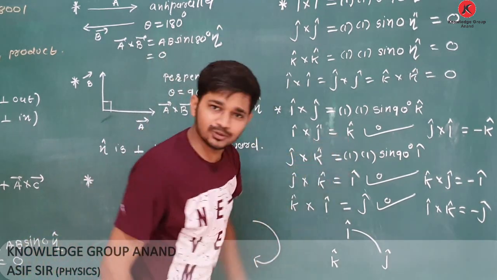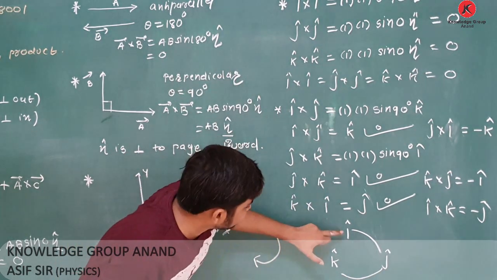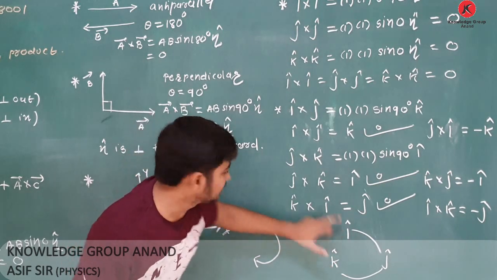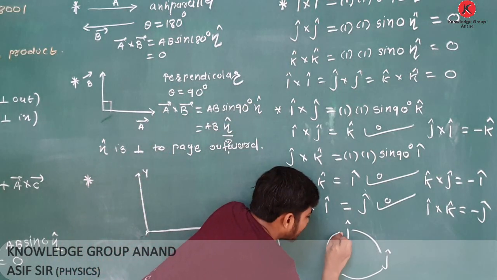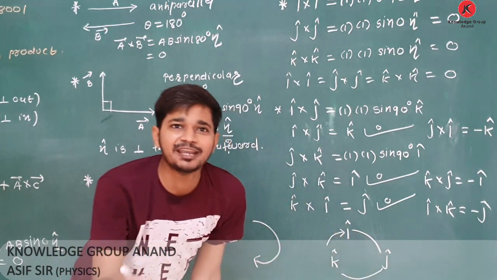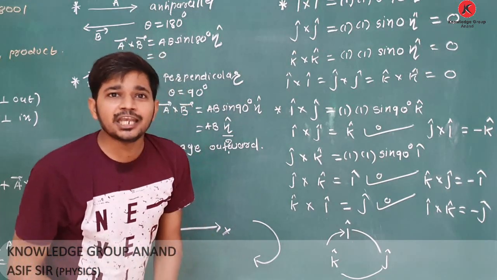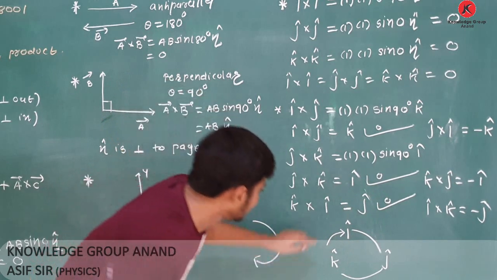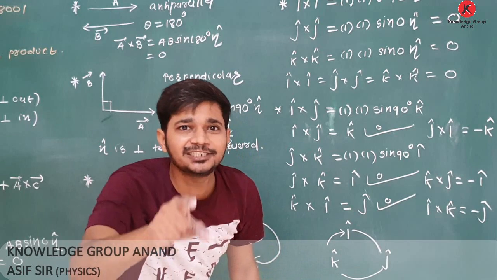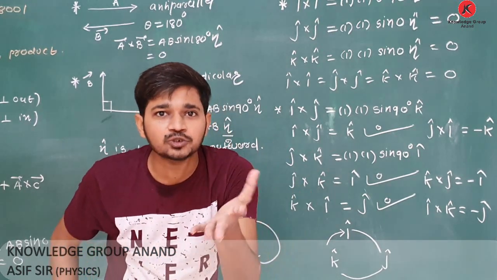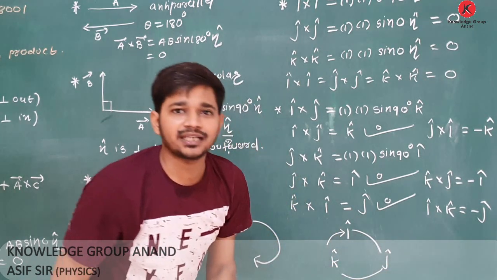See, i cross j is equal to k caret. If I am taking j cross k, then what is the answer? I caret. Clear about this? If I am taking k cross i, then what is the answer? The remaining vector, that is j caret. Clear about this? Yes or no? And if you move in the anti-clockwise direction, that is i cross k, it will be minus j. See, you are moving in the opposite direction, so it will have a negative sign.